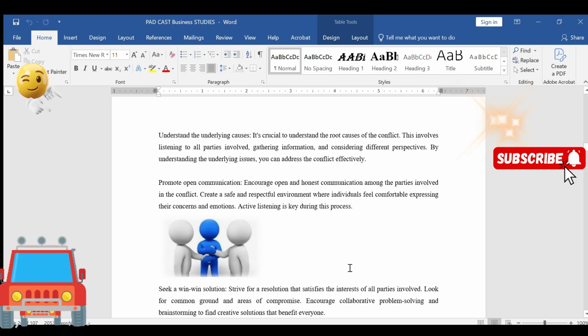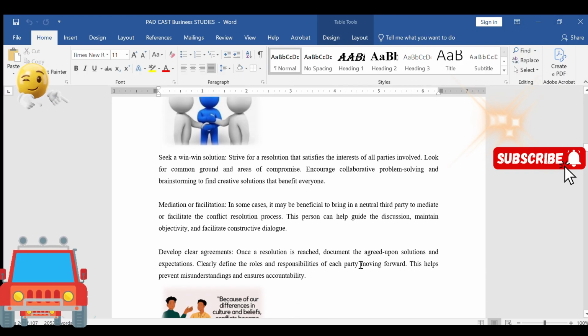Promote open communication. Encourage open and honest communication among the parties involved in the conflict. Create a safe and respectful environment where individuals feel comfortable expressing their concerns and emotions. Active listening is key during this process.